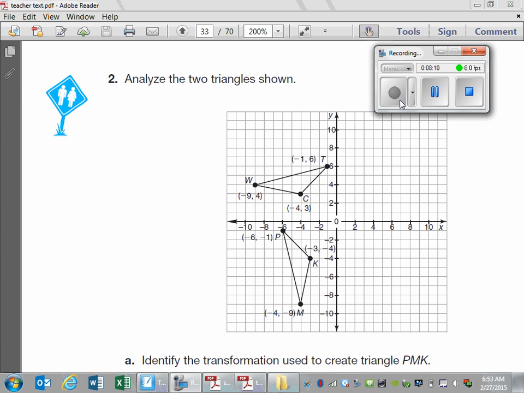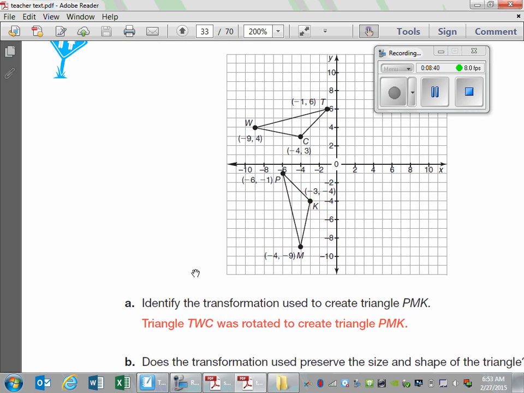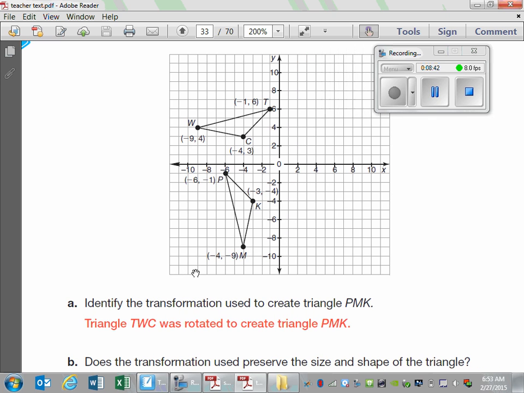Analyze the two triangles shown. So look at these two triangles. What is happening? What kind of transformation? It's not just a slide, and it's not a reflection, so it must be some kind of rotation. So triangle TWC was rotated to create triangle PMK. Write that down.